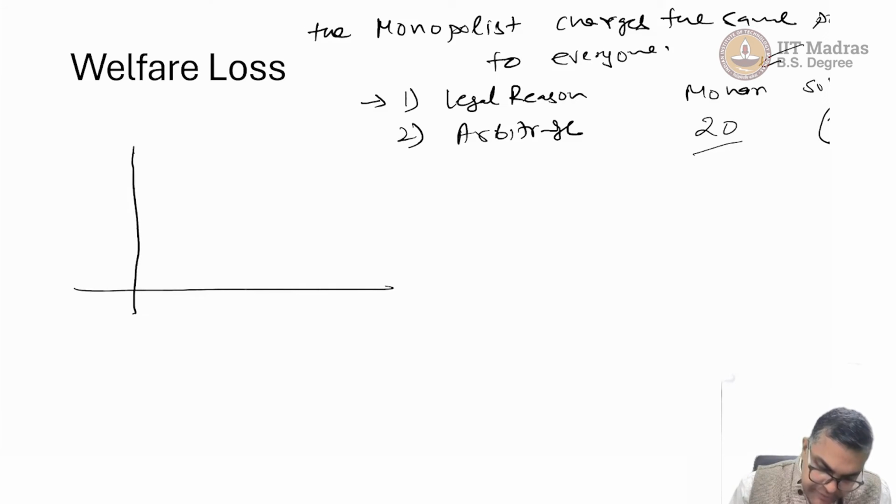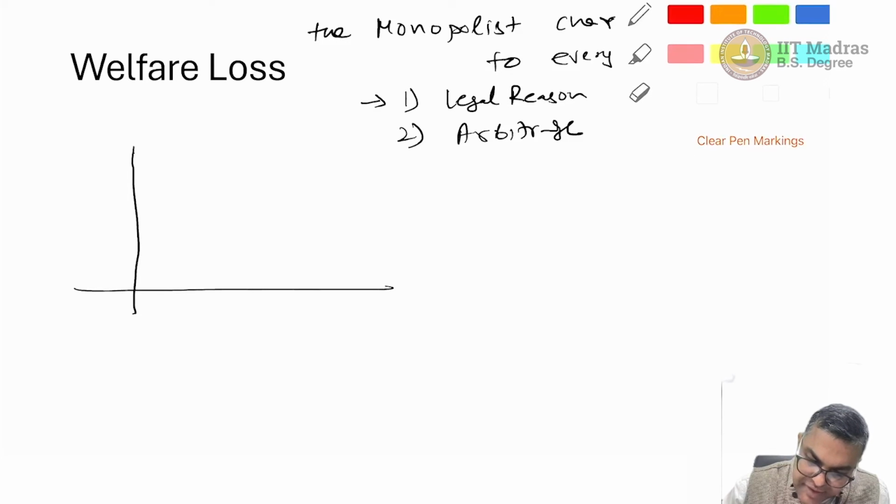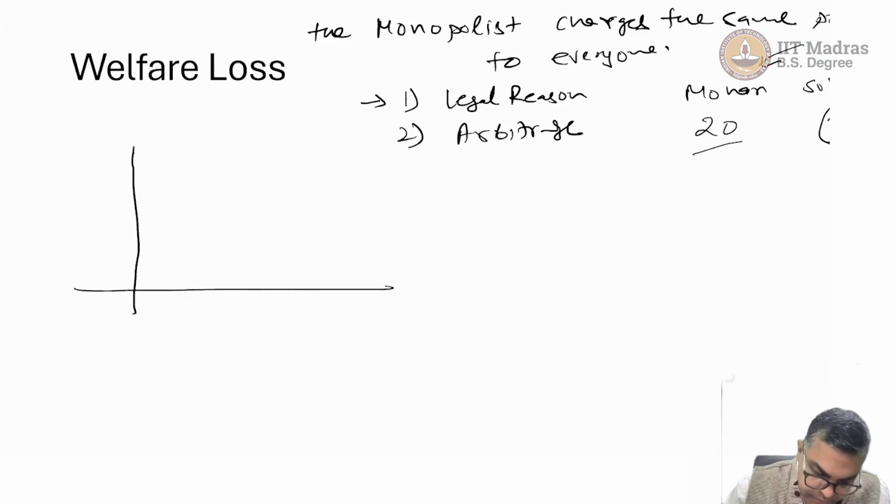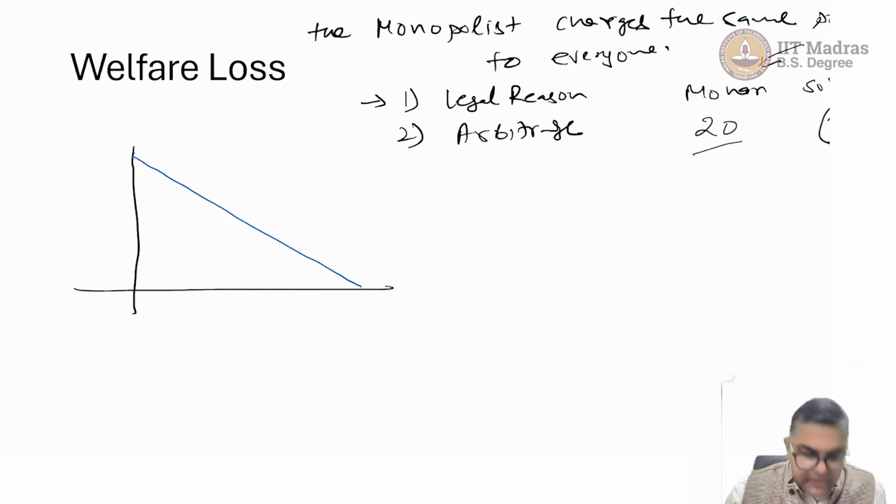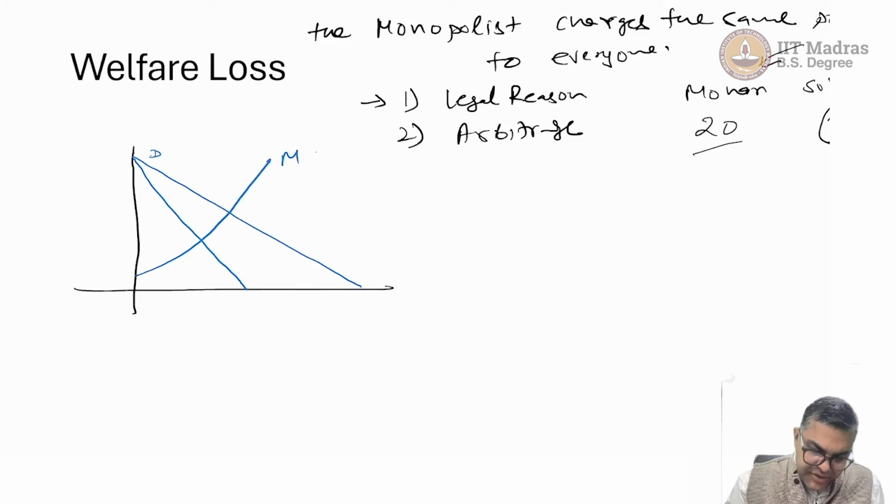Let us look at it graphically. We draw a downward sloping demand curve. It's not necessary that we have linear demand, but it's just convenient. So I'm drawing the linear, downward sloping demand. We can say it is the demand function. This is marginal revenue, and then let us say this is the marginal cost curve. This is demand, this is marginal revenue, and this is marginal cost.